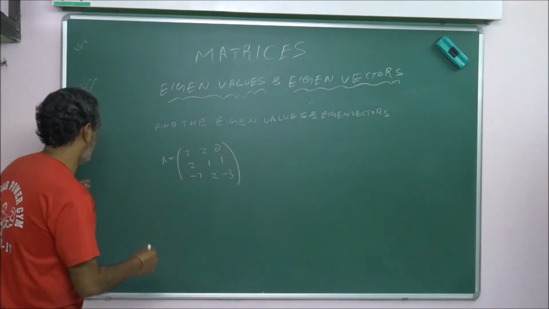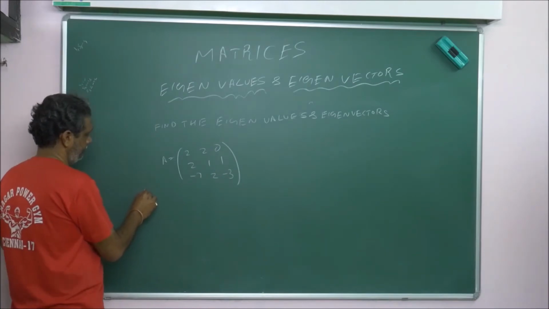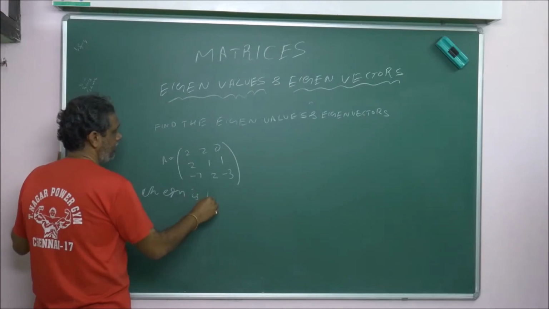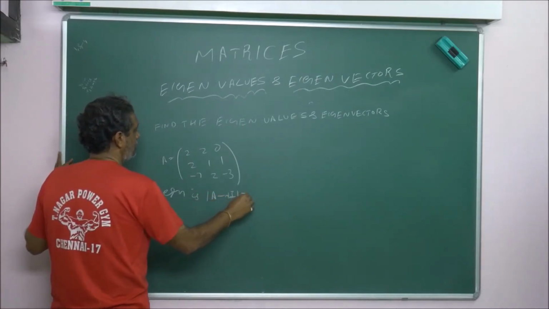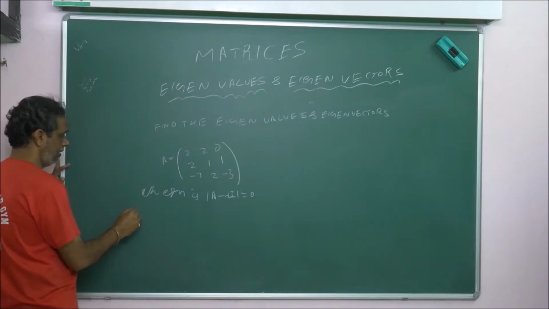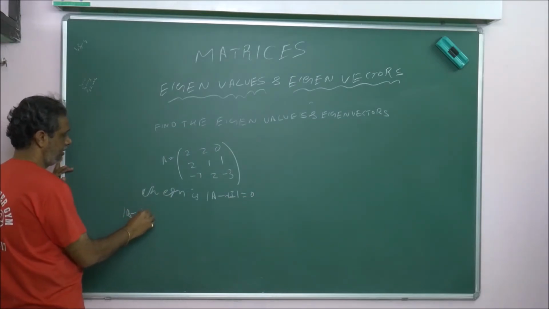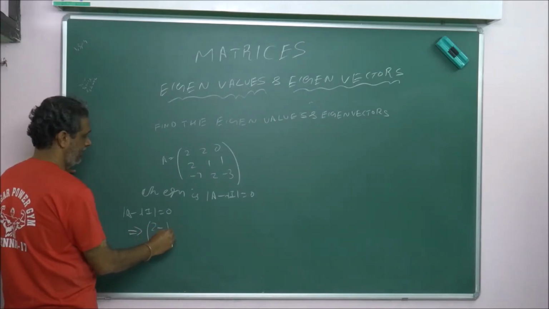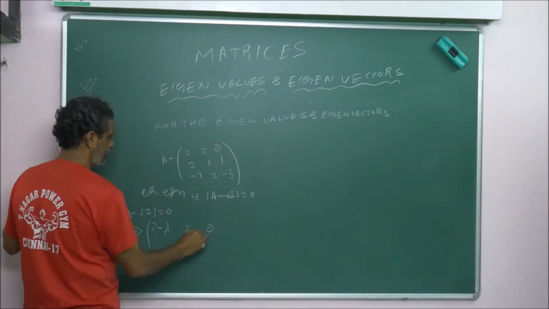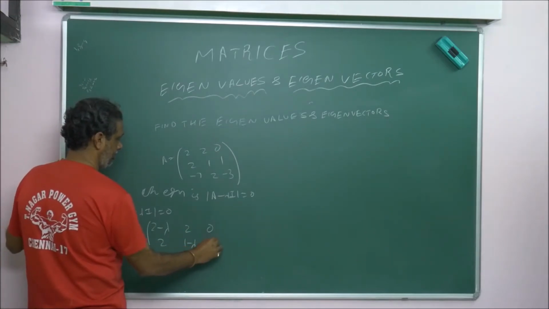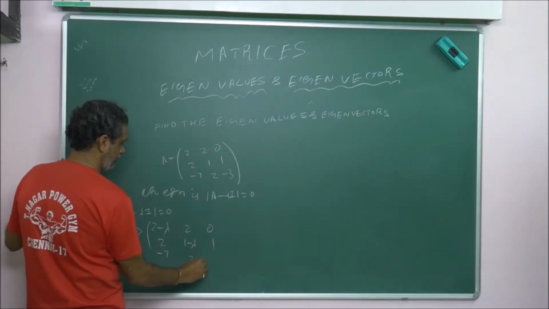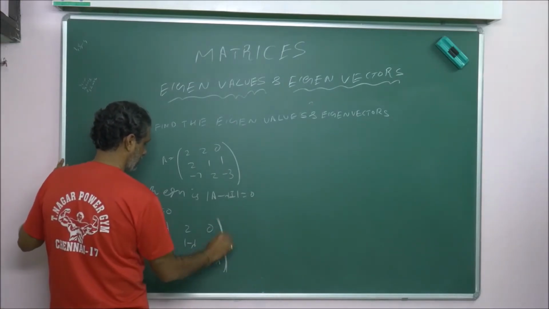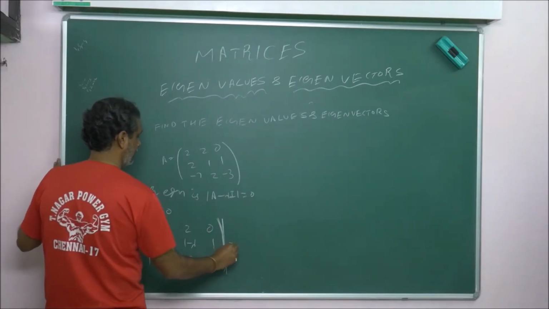So to find eigenvalues, what I told, write the characteristic equation. The characteristic equation is: determinant of A minus lambda I is equal to 0. So this is how you write it: in the diagonal you use minus lambda for the diagonal elements: 2 minus lambda, 2, 0; 2, 1 minus lambda, 1; minus 7, 2, minus 3 minus lambda; the determinant is equal to 0.